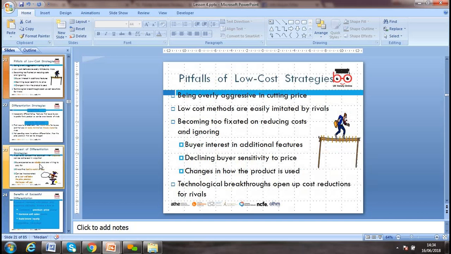Pitfalls of lower cost strategies: being overly aggressive in cutting price, and lower cost methods being easily imitated by rivals. They can also focus too narrowly, becoming too fixed. Like the Japanese, they are not focusing on cost but more on innovative products, while Chinese companies still focus on cost, and a lot of European companies focus on quality. Some customers buy based on quality. Some prefer cost because they don't have higher purchasing power than others.